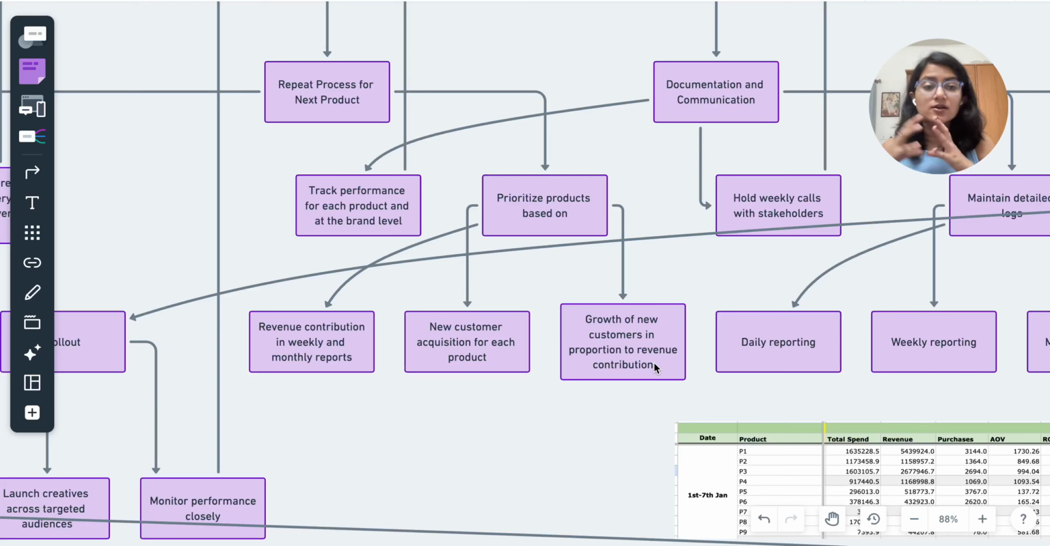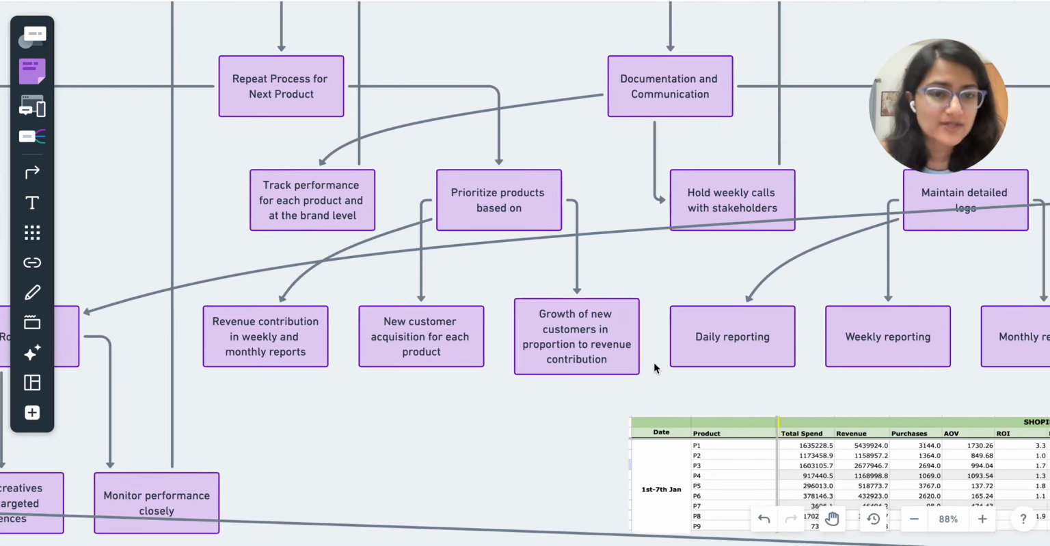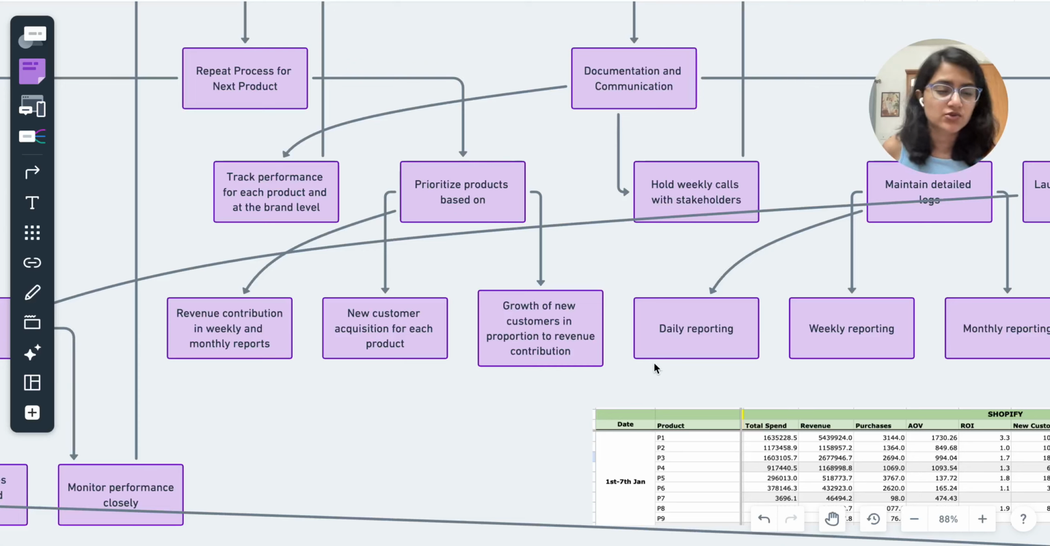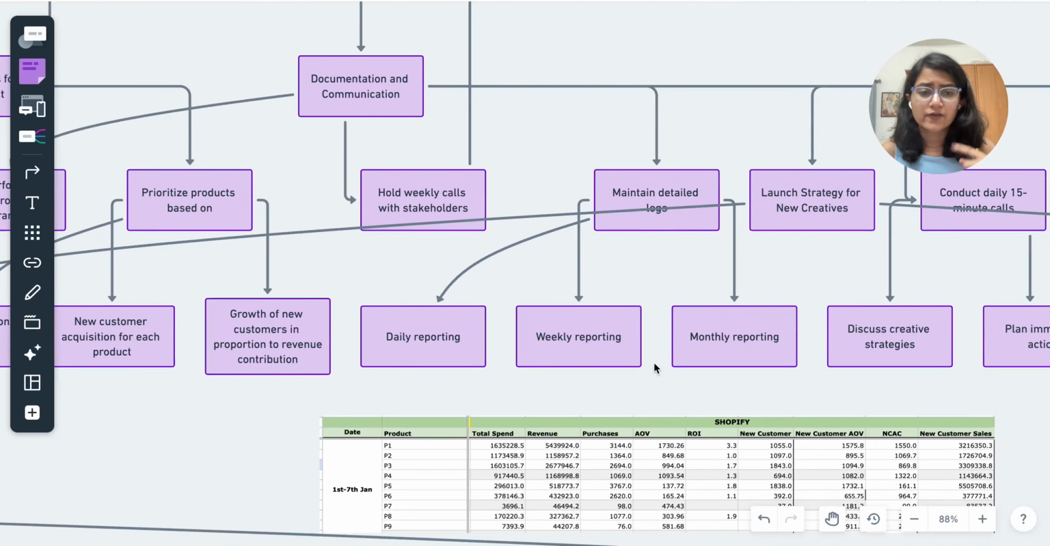Now see whether the growth of new customer contribution is proportionate to the revenue contribution. If you're having a winning product and the new customer acquisition for that particular product is low, it's very much dependent on your repeats, and that is a bit difficult. So you have to understand that I cannot just rely on my repeats, I have to acquire more new customers. Now you can hold weekly calls with your stakeholders. With these weekly calls, it's easier to communicate, you can update them, and they will have access to all your reports. So this is a kind of detailed log.